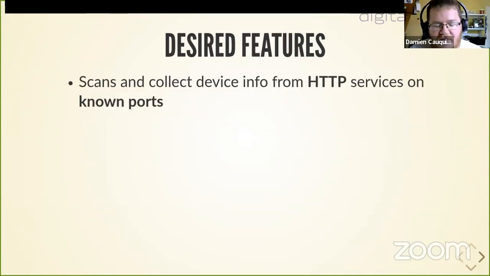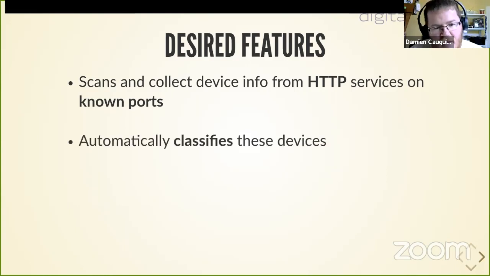In this feature list, the first one was to be able to scan and collect information about devices from mostly HTTP services, because these HTTP services are very, very popular in IoT devices exposed on the internet. So this is one way to find some smart devices on the internet. HTTP is very, very common.